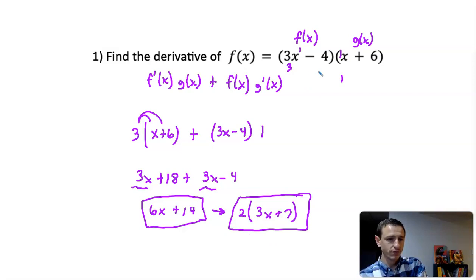But that is the derivative of 3x minus 4 times x plus 6. And if you were to expand this out, meaning 3x times x, 3x times 6, expand that all out, use the power rule, you would get this, and then you could still factor that out. So still same thing, but that's the product rule.